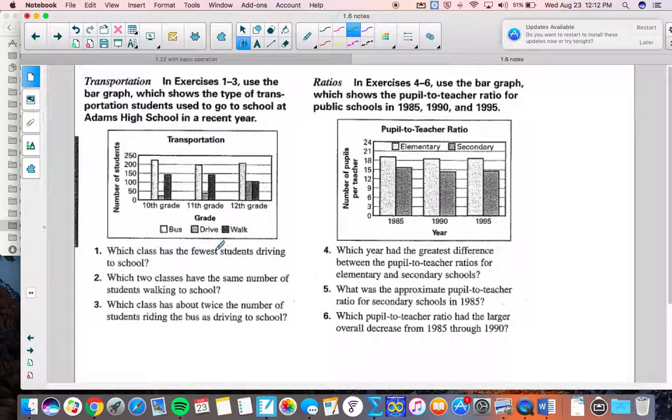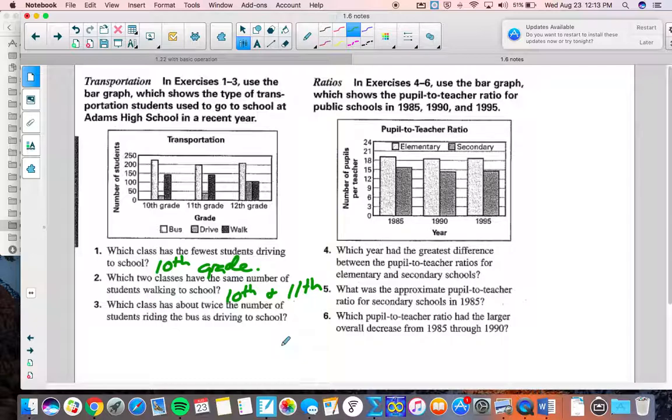Which class has the fewest students driving to school? That would definitely be 10th grade. There's not space for a complete answer, so we'll skip that here, folks. Which two classes have the same number of students walking to school? So walking is the darkest color. Looks like 10th and 11th.